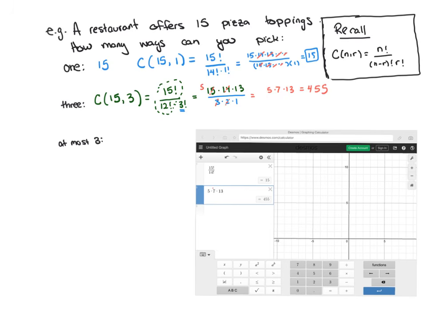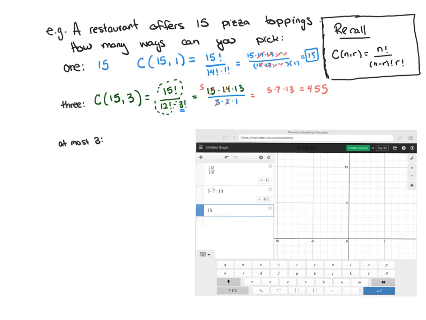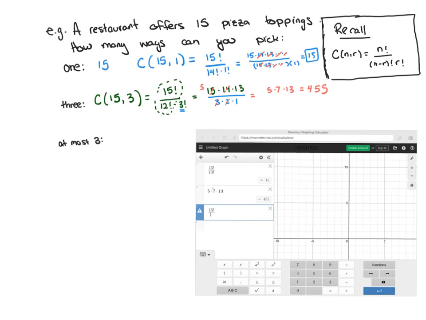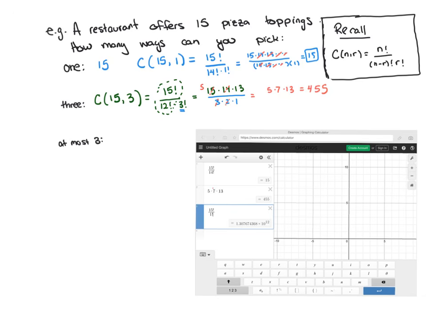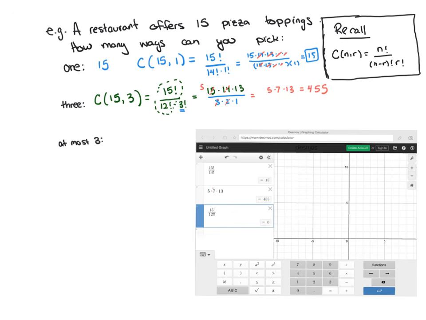Or I don't have to simplify, I can just use the calculator from the beginning. So I could have put in 15 factorial divided by 12. Let me go ahead and just put a couple factorials in here, then I'll come back, make everything make sense. So 12 factorial and then 3 factorial, and we get that 455.